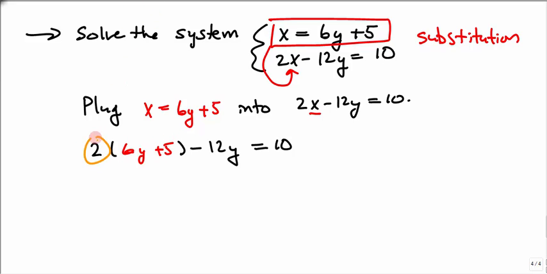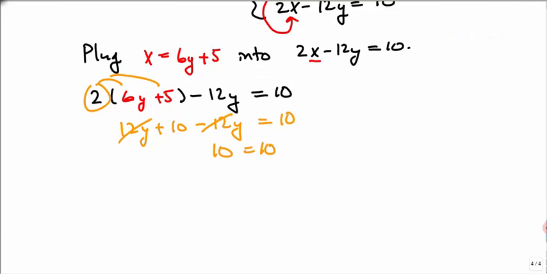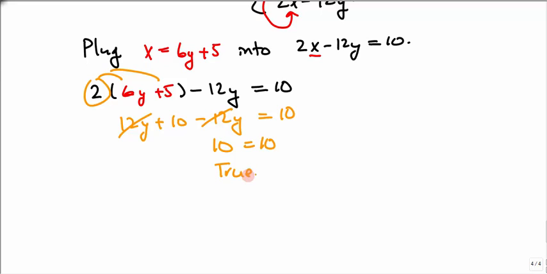Now we'll take the 2 and distribute, so I have 12y plus 10 minus 12y equals 10. And then I want to solve for y, but let's look what happens. The 12y minus 12y cancel, and I'm left with 10 equals 10. Okay, this is a true statement. Remember our last one was a false statement. This is a true statement. This means I have a consistent, dependent system.